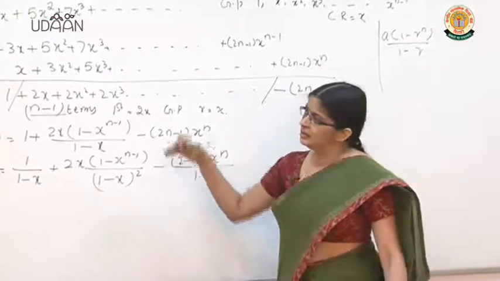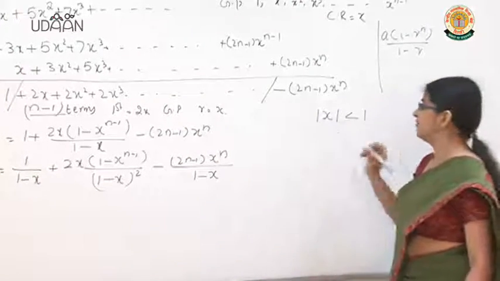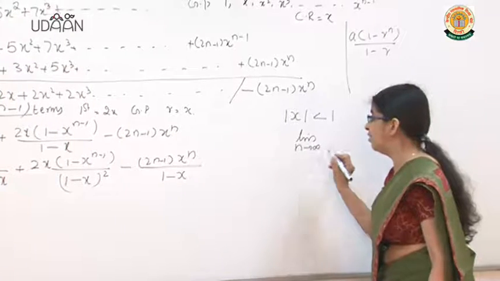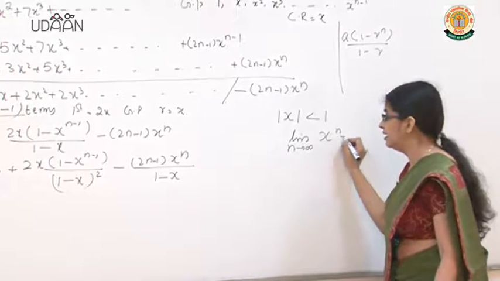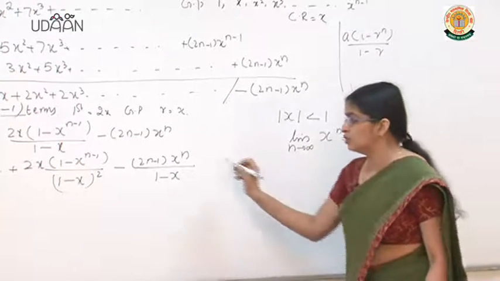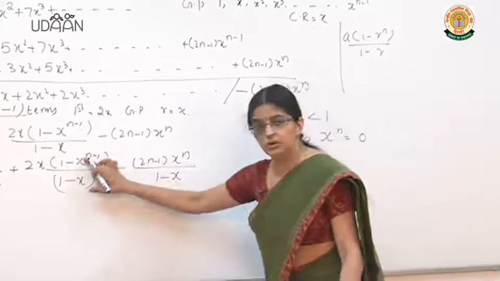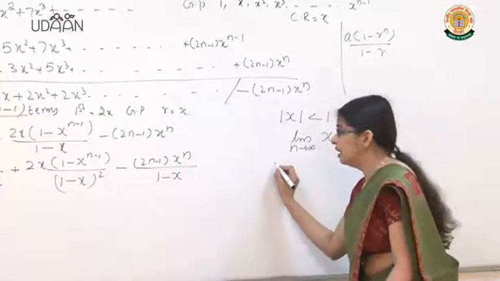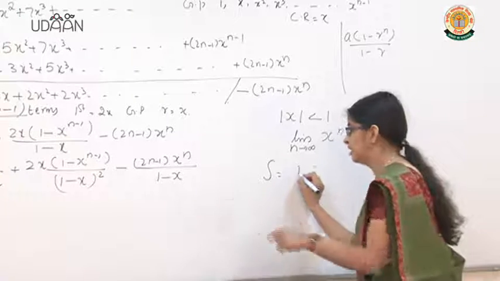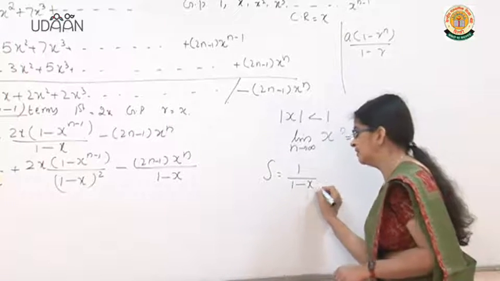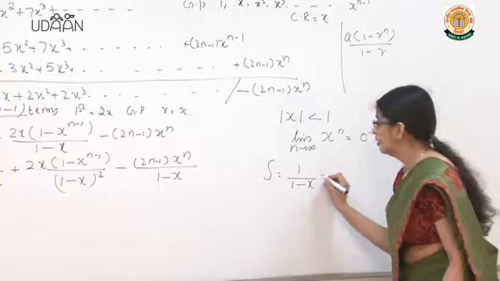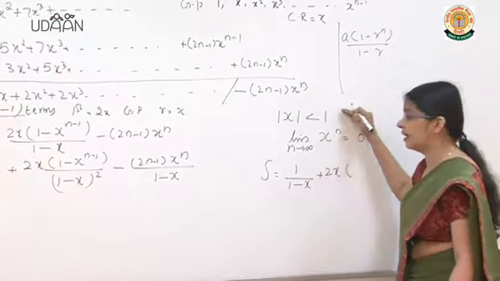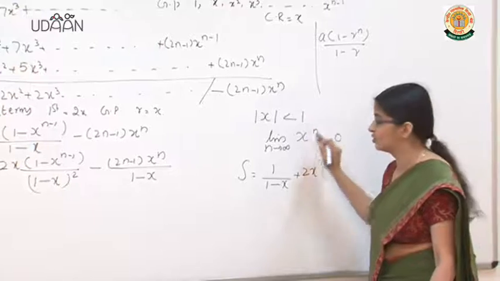From this series, if the condition mod x less than 1 is given, we can find the sum to infinity. As we did earlier, if mod x is less than 1, then limit n tends to infinity of x power n, this we can take as 0. So, this term will be 0, and 0 here too, x to the power n minus 1. So, the sum to infinity will be S equal to the first term independent of n, as it is, 1 by 1 minus x, plus 2x into, wherever we have x to the power n, x power n minus 1, etc.